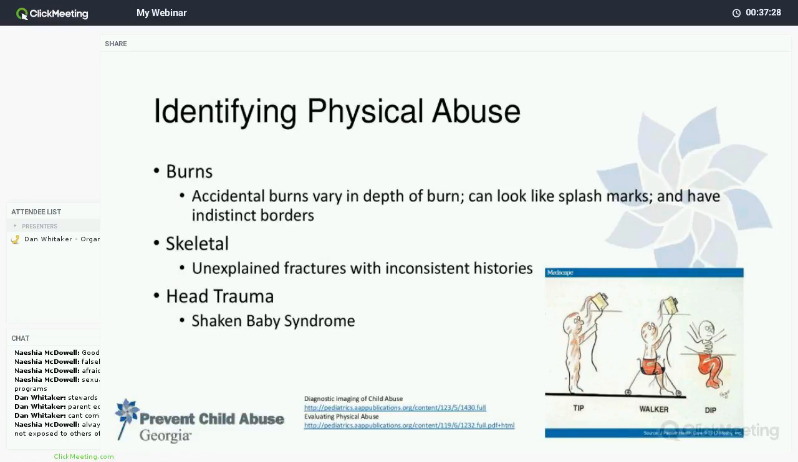So that one's more of a severe punishment for a dip. It's really sad to say, but we do see physical injuries inflicted on children like this. So that's why we're going over it today.